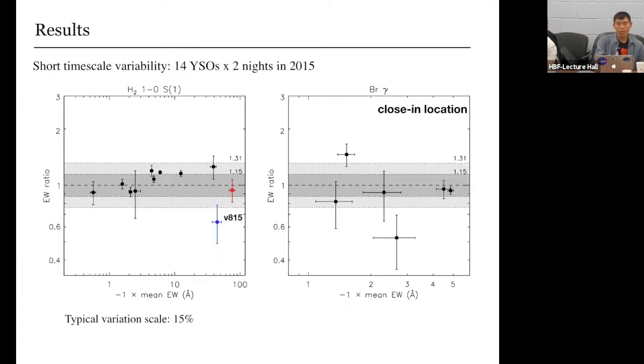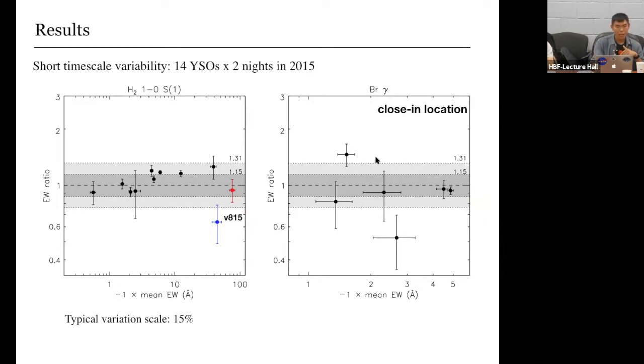Here I summarize the short timescale variability of the 14 objects. On the left-hand side is the molecular hydrogen emission, and we can see that they're quite concentrated. The y-axis is the ratio of the equivalent width of those lines between 2 nights. If it is around 1, it means it's not quite variable. We found the typical variation between 2 nights is about 15%, so they do have a smaller variability, but not really strong on the timescale of days.